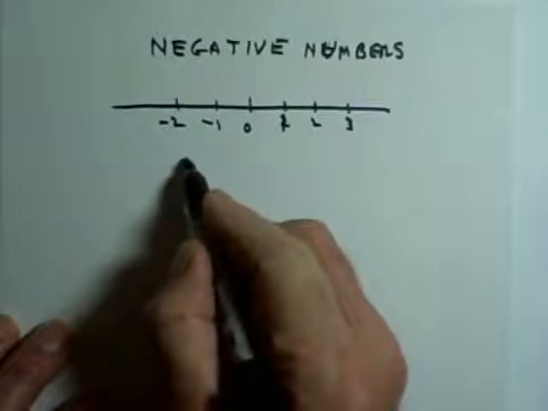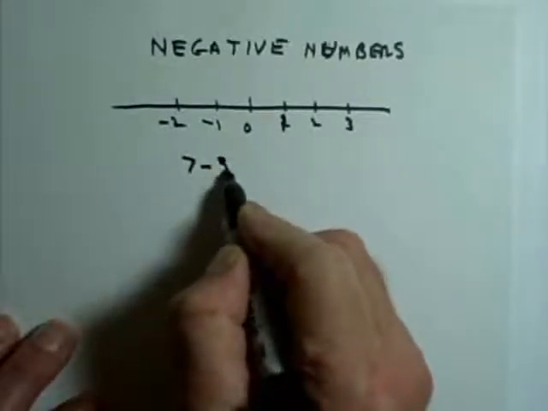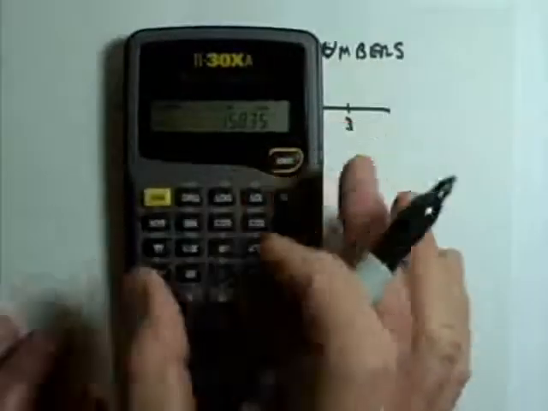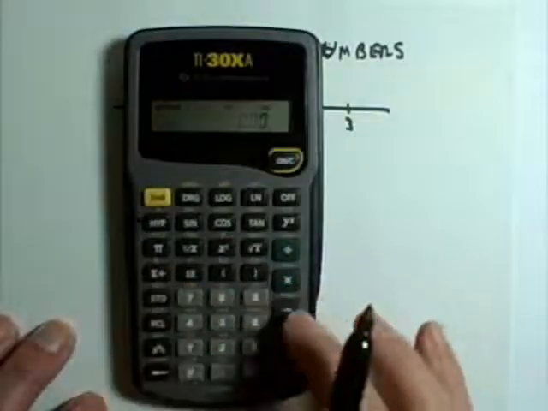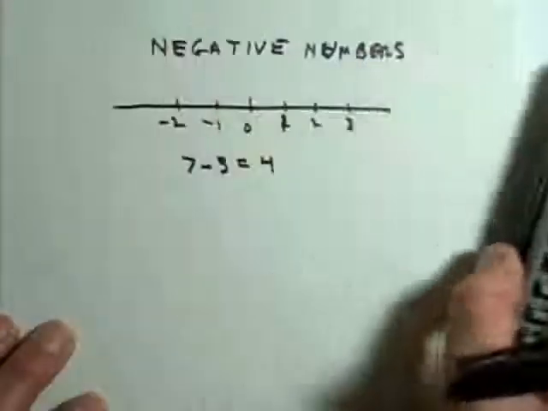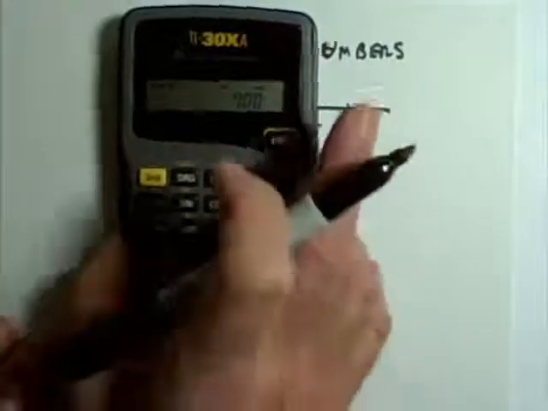And if I take 7 and subtract 3, of course, I'm going to get 4. And you've learned that in school, no doubt. 7, and then the minus sign is the third key up. Minus 3 is equal to 4.